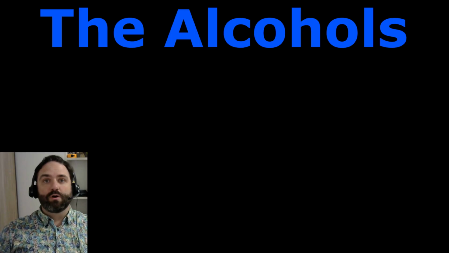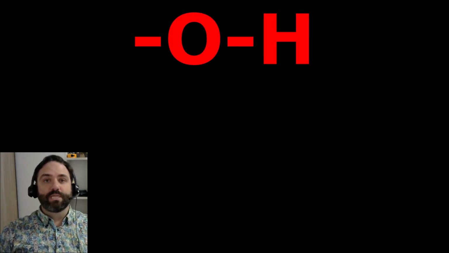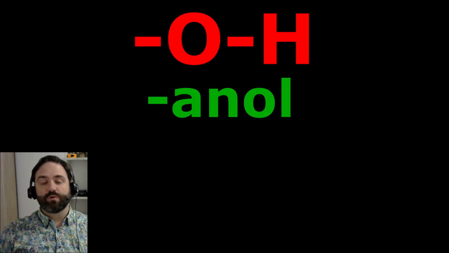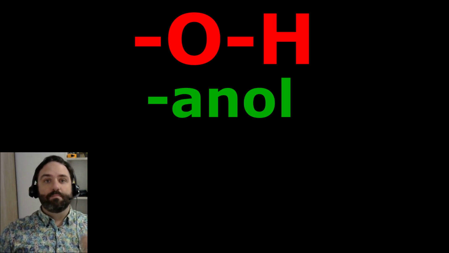Alcohols are an example of a homologous series, a family of compounds containing similar structure, chemical properties, and the same functional group. The functional group for alcohols is OH. As mentioned in the naming video, the suffix that is used for naming alcohols is -nol or -anol, and the prefix is the number of carbons as usual, hence methanol, ethanol, propanol, butanol, etc.